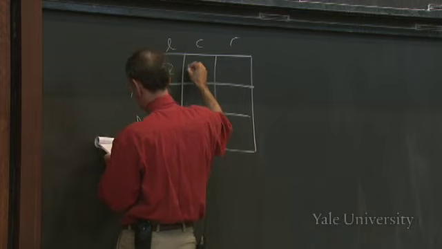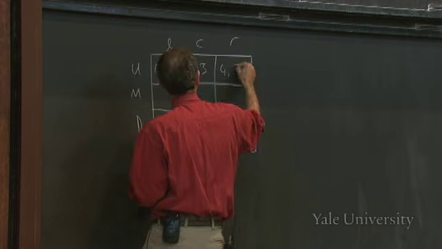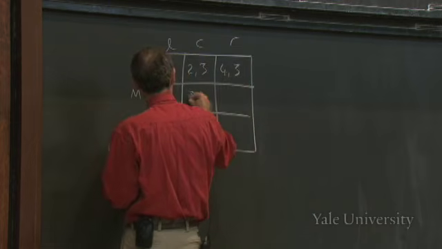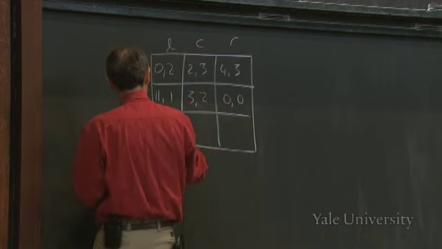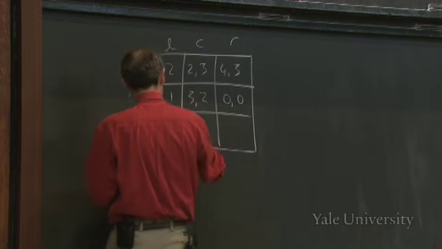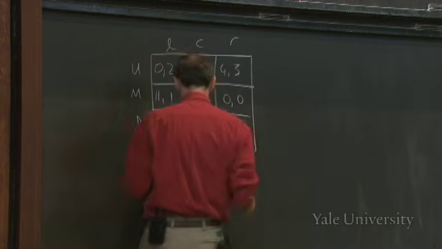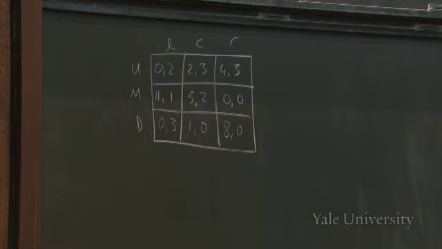0-2, 2-3, 4-3, 11-1, 3-2, 0-0, 0-3, 1-0, and 8-0. So this is a slightly messier game. The numbers were really just whatever came into my head when I was writing it down.